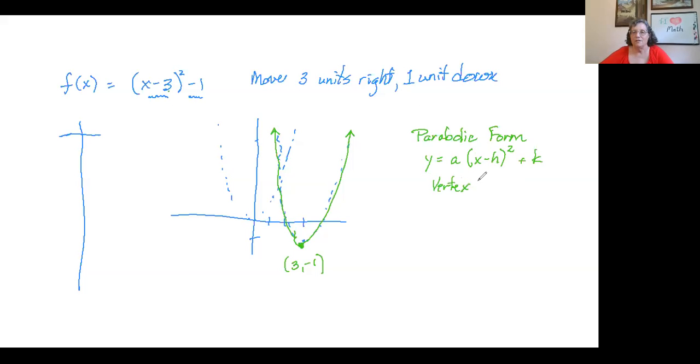The vertex is guaranteed to be at the point positive h, because negative h would look like it's moving it to the left, but it's moving it to the right. Remember, inside, opposite direction. So the h changes the sign, the k does not. So the vertex in this form is going to be at the point, change this sign, keep this sign, so positive h, positive k.